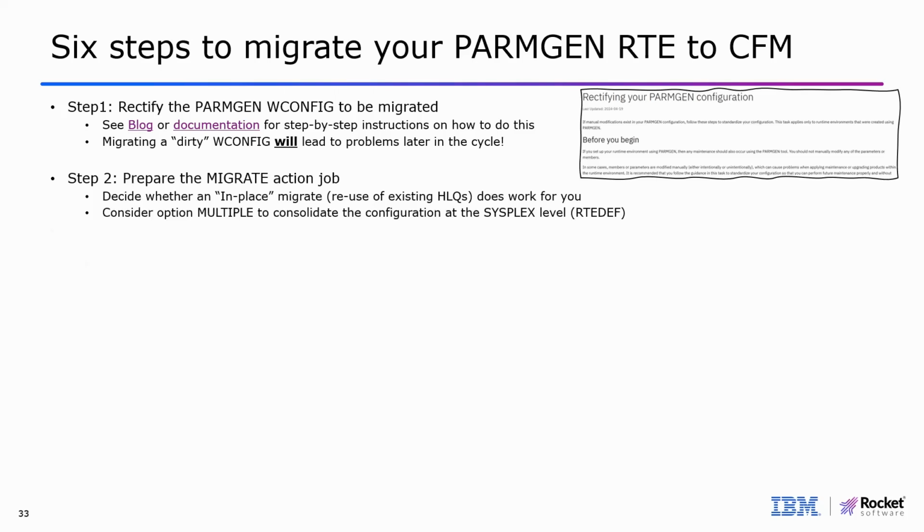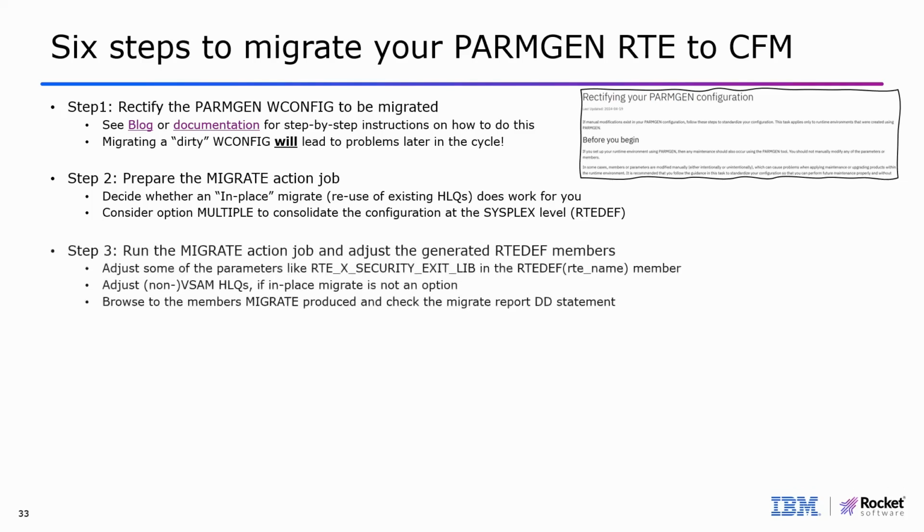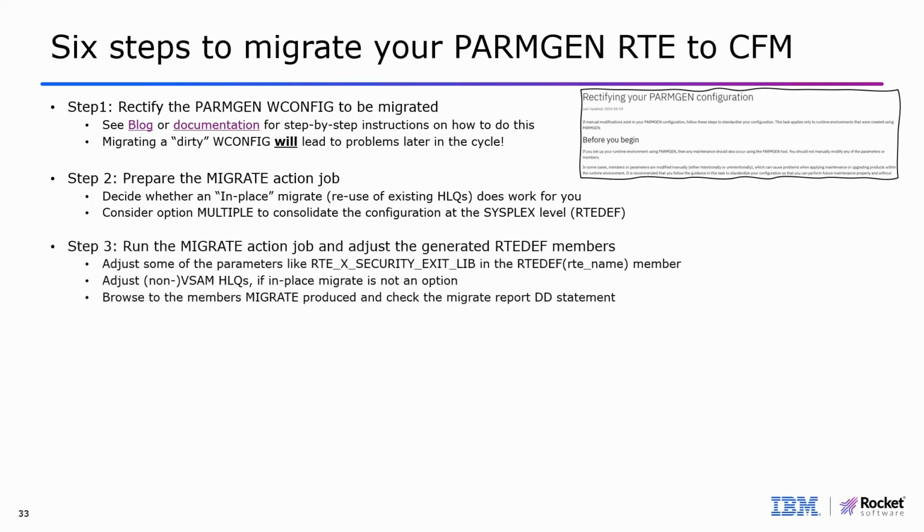The second step here is you would prepare your migrate action job. And here what you have to decide is whether you want to do the in-place migrate or whether you want to consider the multiple option to consolidate into a single RTDEV persistplex. So those are the decisions you should think about when preparing the migrate job. Then you run the migrate job.